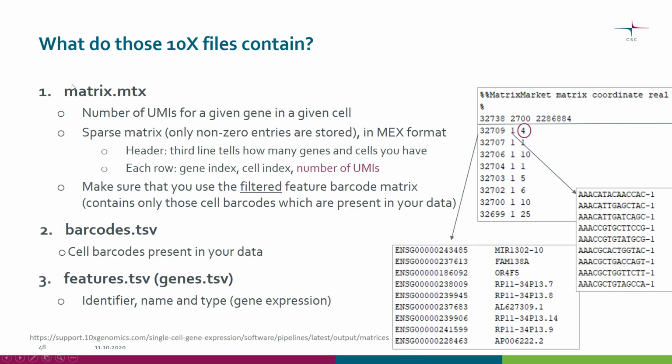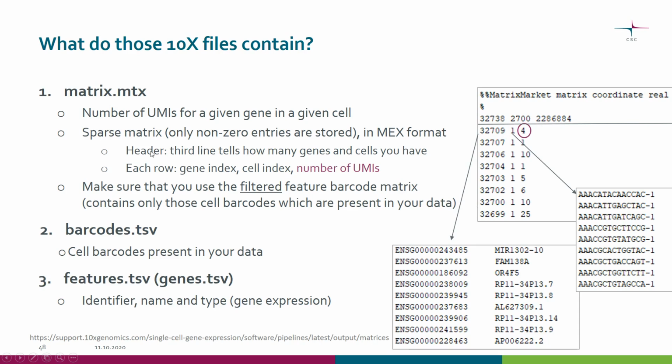The main file is the matrix file, where you have the information of the number of UMIs or transcripts for a given gene in a given cell. The matrix is a sparse matrix, which means that only the non-zero entries are stored to make the file smaller. And here we have a beginning of one matrix file.